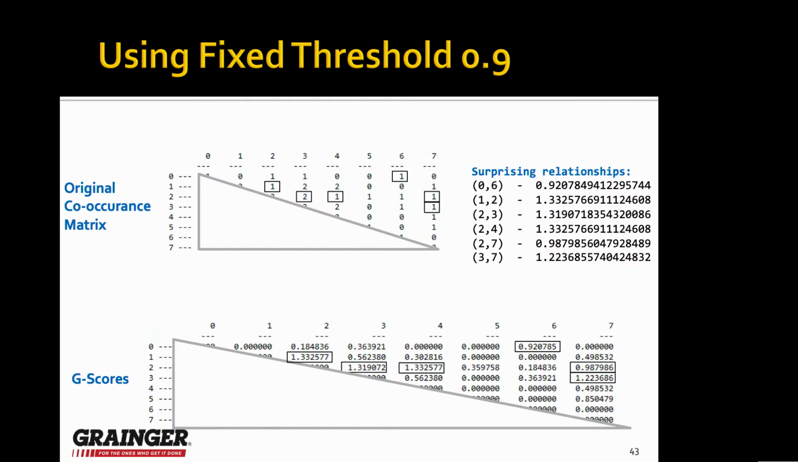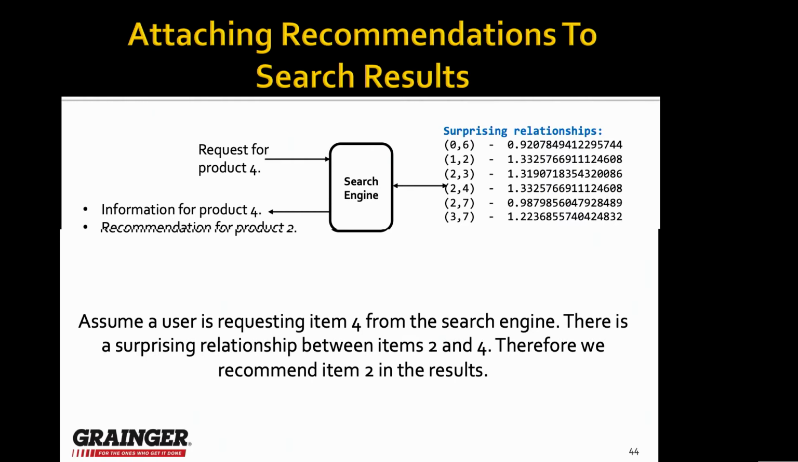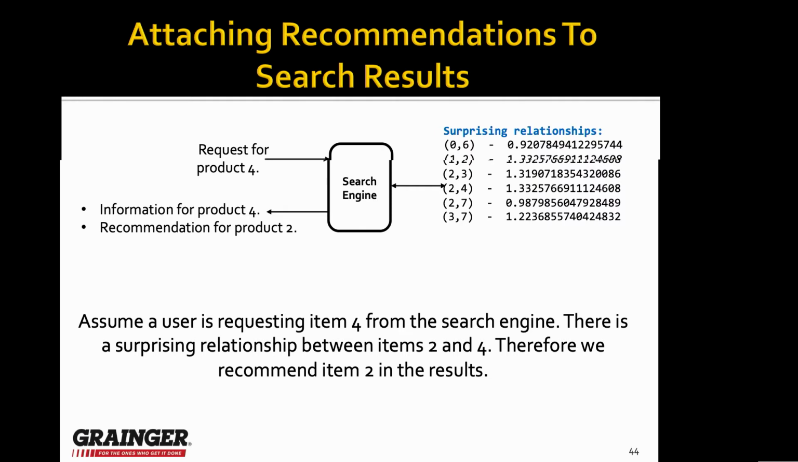Adding this to a search engine is pretty easy. We have a search engine. If it has a request for something that we have a relationship for, you simply return those relationships and say, by the way, you're interested in this product, but here's a bunch of other products that are also very interesting that you might want to consider.